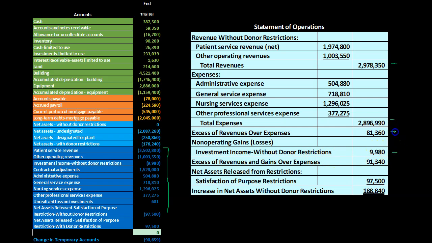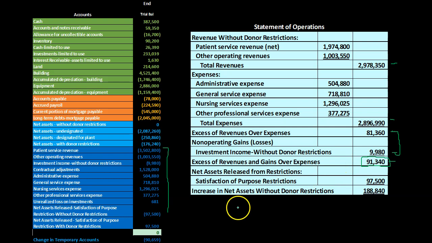So now these two added together, that still seems pretty normal, kind of like an income statement, no problem here. That gives us the excess of revenue and gains over expenses. That seems kind of like our bottom line number. That sounds a lot like net income. Excess of revenue and gains over expenses.